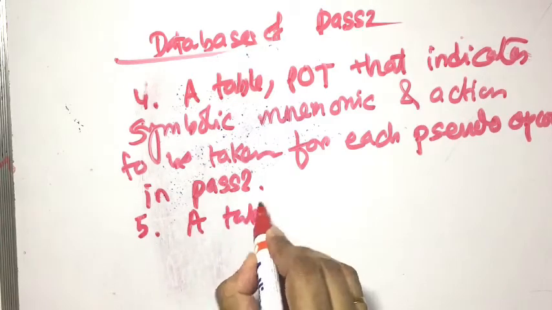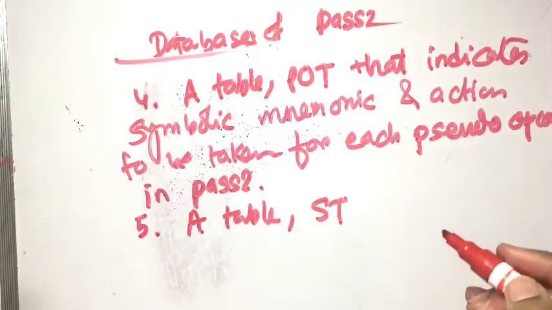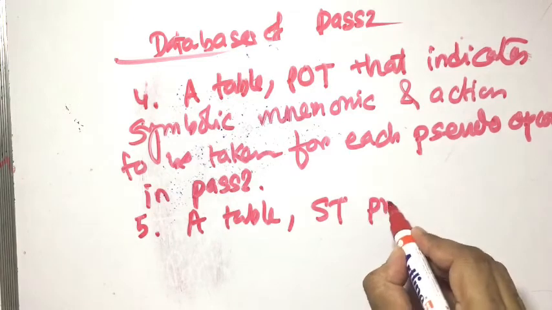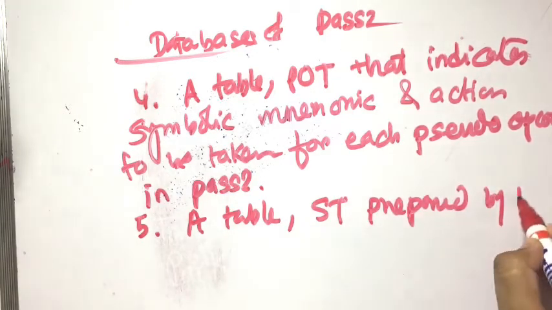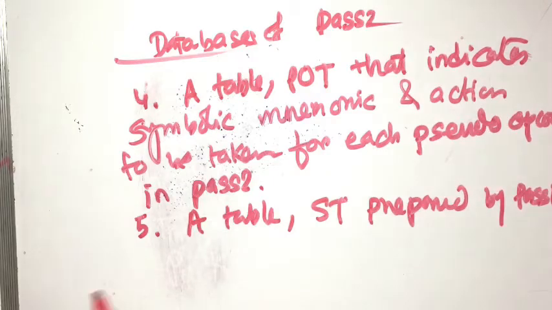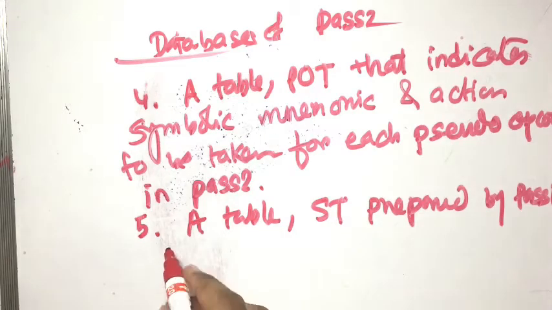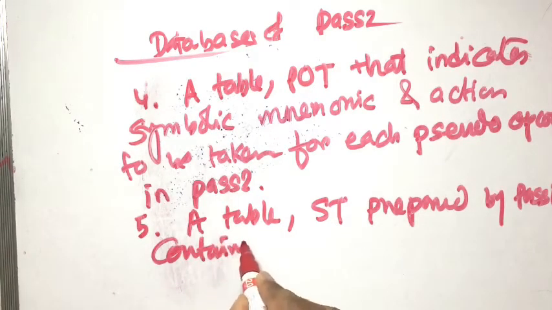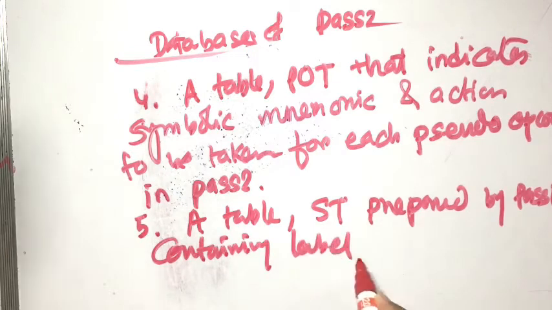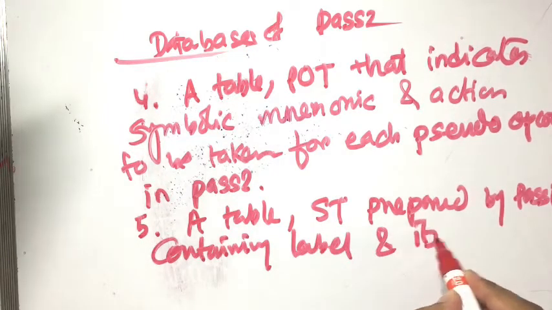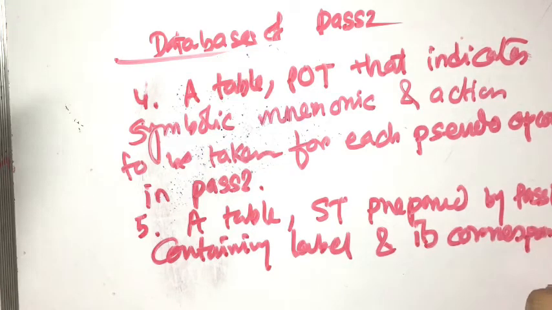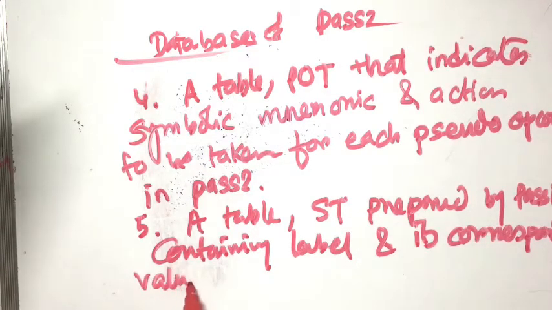A table ST is prepared by pass1. We have seen it is created in pass1 after getting the label. It is prepared by pass1 containing label and its corresponding value. So this is the fifth database, the table ST, that is the symbol table.